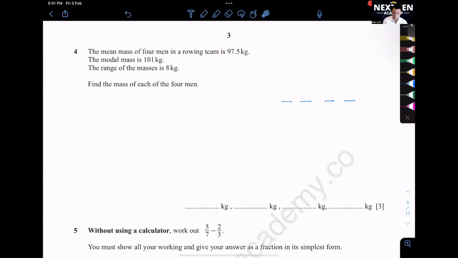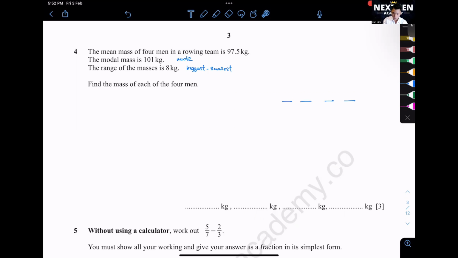Mean means your average. The average of all of them is 97.5. That means if I divide the total by 4, I'll get this, so I can reverse the process. Modal is your mode. Range means your biggest minus your smallest value. How many modes can you have? Probably 2, 3, or 4.